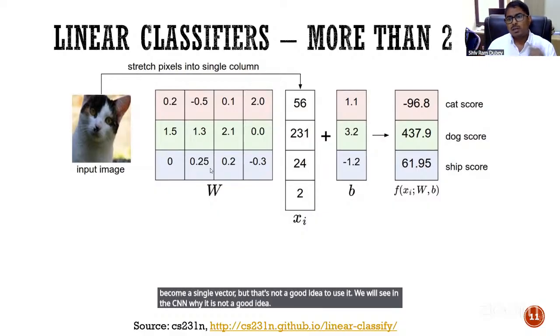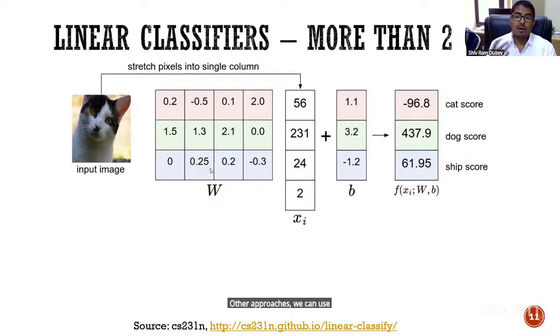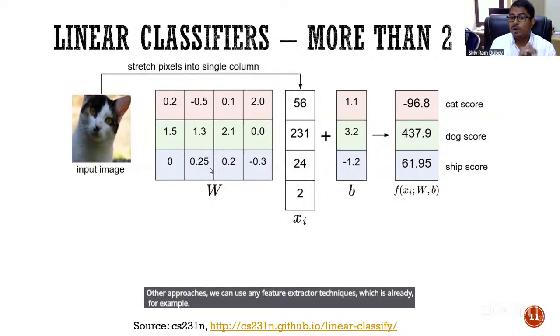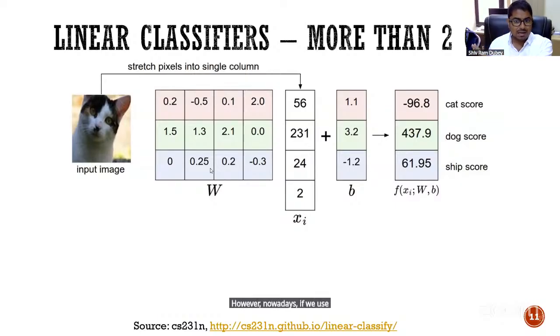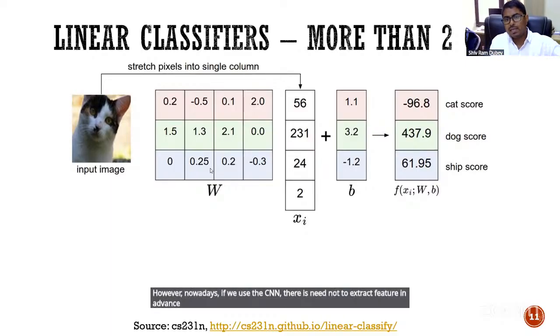Other approaches, we can use any feature extractor techniques, which already exist, for example, histogram of oriented gradients like HOG, or SIFT, or local binary pattern. This type of feature extraction techniques we can utilize to convert the image into the feature form. However, nowadays, if we use the CNN, there is no need to extract features in advance. We can directly give the image as the input to the convolutional neural network, which we will see in the CNN lecture.